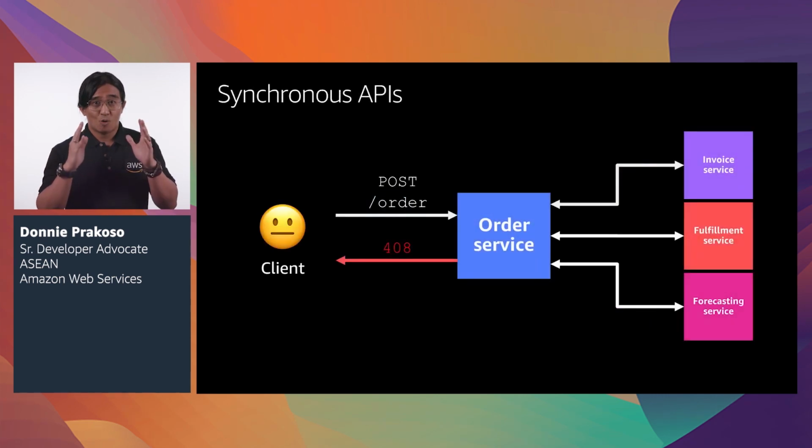But what is problematic about having a synchronous API design is that the order service needs to know everything about the other services. The order service needs to make all of these downstream requests before returning the response to the users. And what happens if one of these downstream services has a hiccup? Well, in the worst case, our system acts really slow and we return a timeout error to the caller. And in this case, nobody's happy. The order service is not happy, our customers are not happy, and we are not happy.